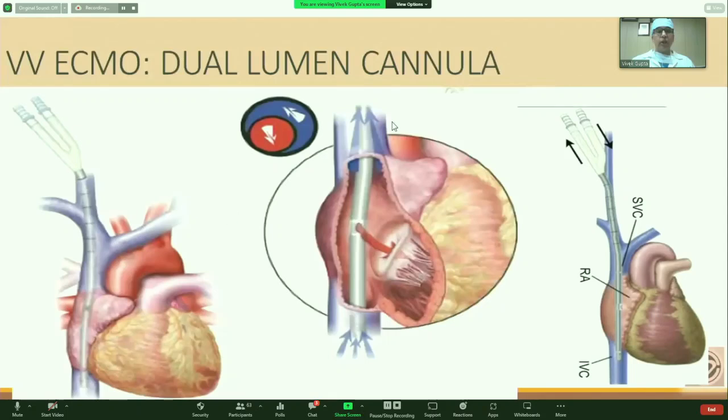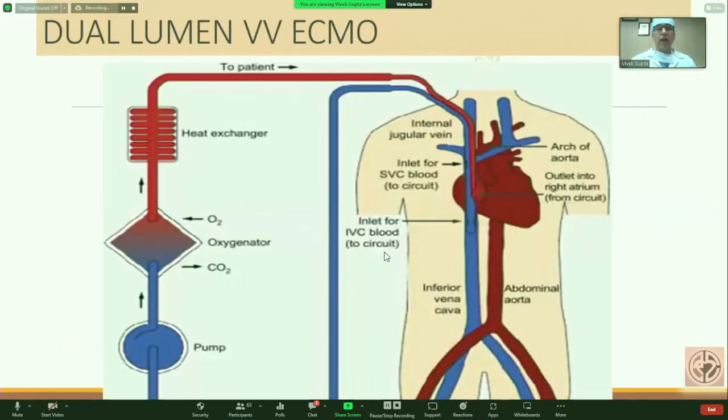Now you can appreciate, this is the IVC port, this is the SVC port, and you can see this is directed towards the tricuspid valve. So these two are the drainage ports, and this one is the return one. But the advantage is the patient can sit comfortably, the patient can be mobilized, and you are using just one access, so the risk of infection and other complications can be minimized.